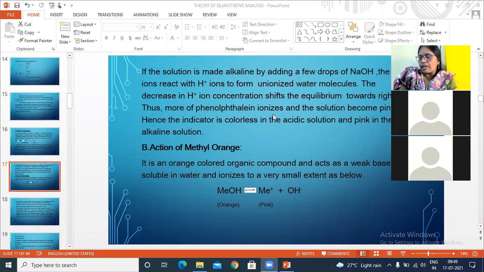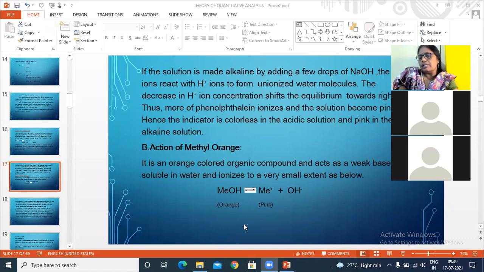Thus, more of phenolphthalein ionizes and the solution becomes pink. Hence, the indicator is colorless in the acidic solution and pink in the alkaline solution. That is the action of phenolphthalein. That is how phenolphthalein indicator can work both in acidic and basic medium. That is based on H plus ions concentration only, that indirectly affects the pH value. That is the meaning. Next, what about methyl orange?